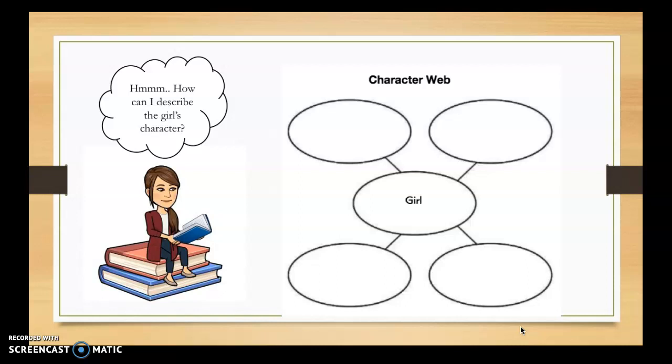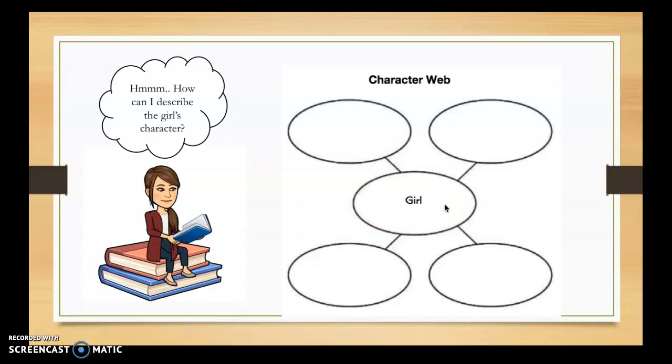How can I describe the girl's character? Well, I know that the way a character responds to events and challenges tells a lot about them. I'm going to focus on the girl, and I'm going to discuss her behaviors to illustrate her character. I wrote girl here in the middle of my graphic organizer because that is the character I'm going to be describing.